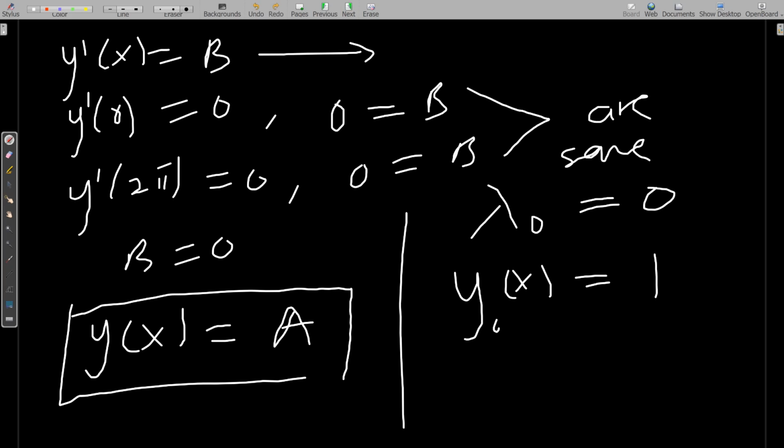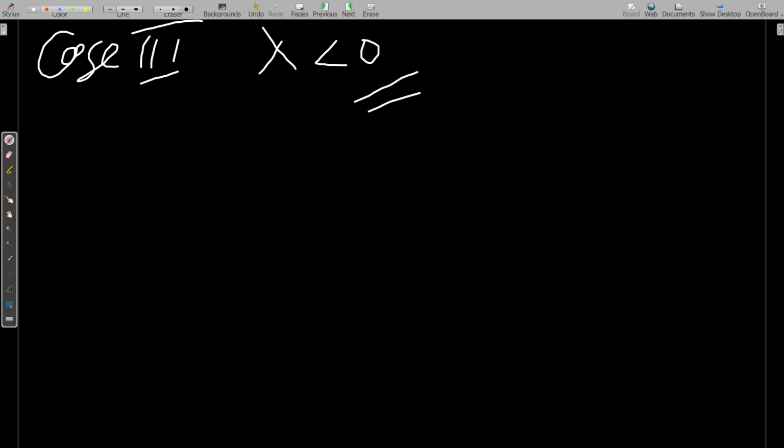Okay, so I'll urge you to go and search for the case 3. But in any case, case 3 wouldn't give you any eigenvalue and eigenfunction where lambda is actually less than 0. That would bring the hyperbolic functions. But remember, like I said, you wouldn't get any eigenfunction and eigenvalues.